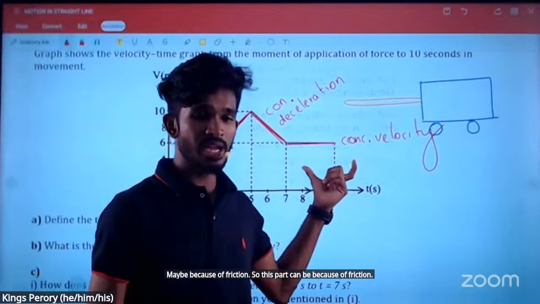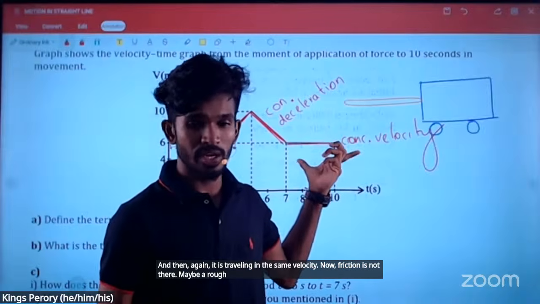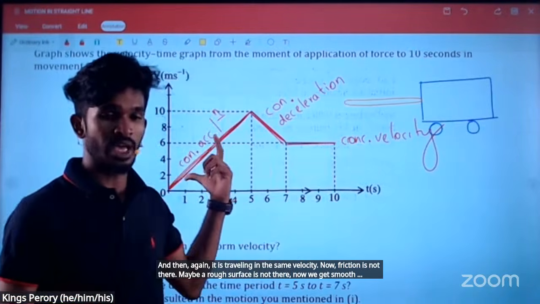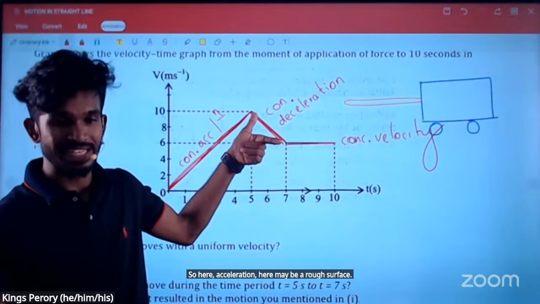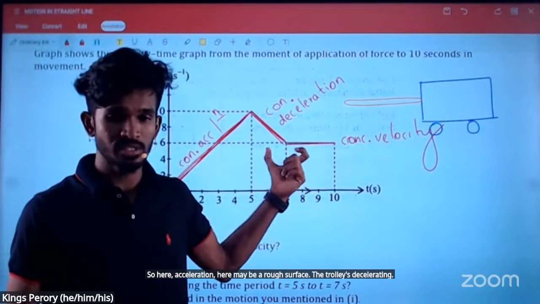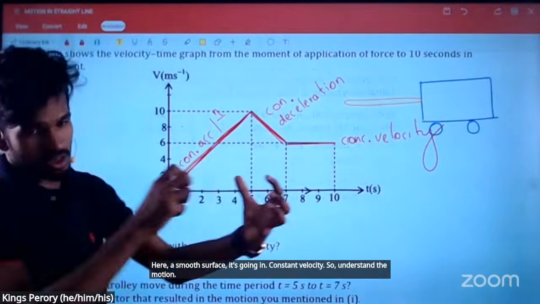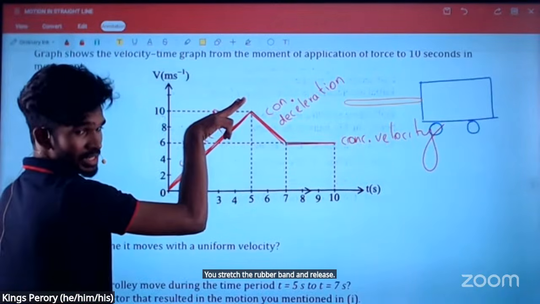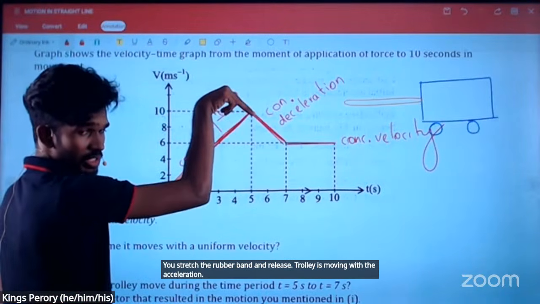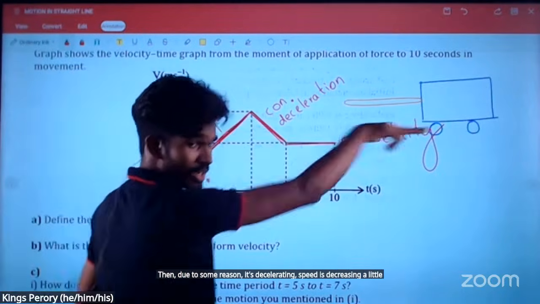And then again it is traveling with the same velocity. Now friction is not there. Maybe a rough surface is not there, now again a smooth surface. Here, acceleration. Here may be a rough surface, the trolley is decelerating. Here a smooth surface, it's going at constant velocity. So understand the motion. You stretch the rubber band and release. The trolley is moving with acceleration. Then due to some reason it's decelerating, speed is decreasing a little bit, and then going with the same velocity.